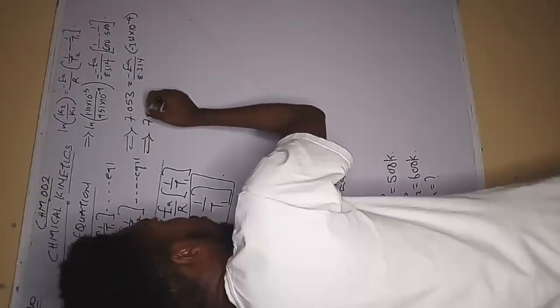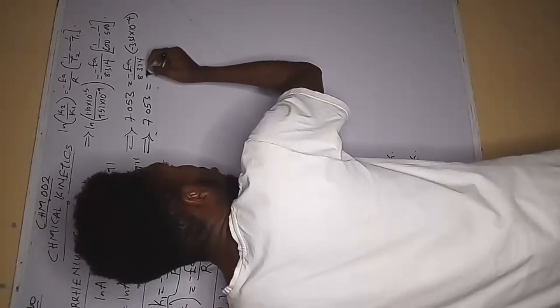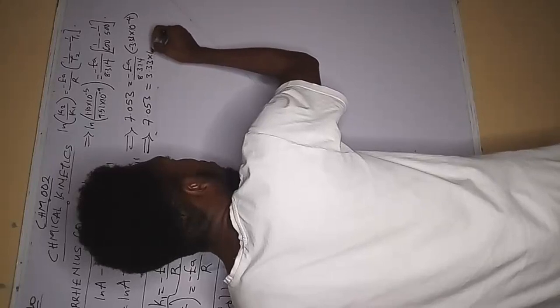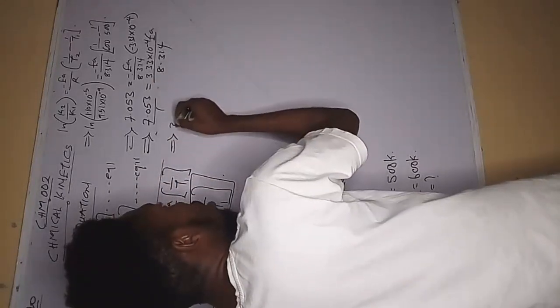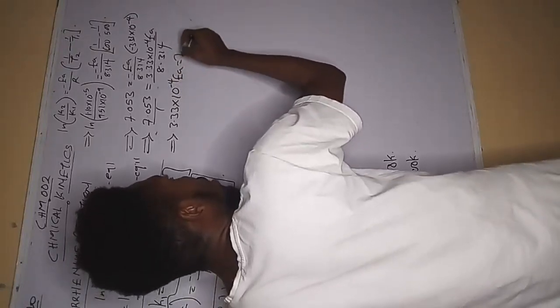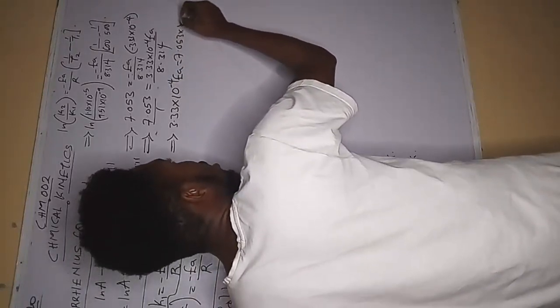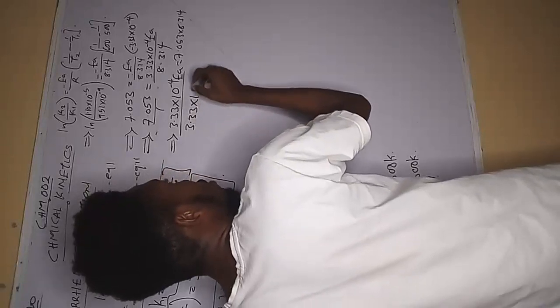Okay, so what do we say that value was again? 3.33 times 10 raised to the power minus 4. So please listen up. When we now do this, we are looking for EA, we say 7.053 equals to, minus and this one will become plus, 3.33 times 10 raised to the power minus 4 EA all over 8.314. By cross multiplying, we'll be having 3.33 times 10 raised to the power minus 4 EA equals to 7.053 times 8.314. So we're dividing both sides by 3.33 times 10 raised to the power minus 4.